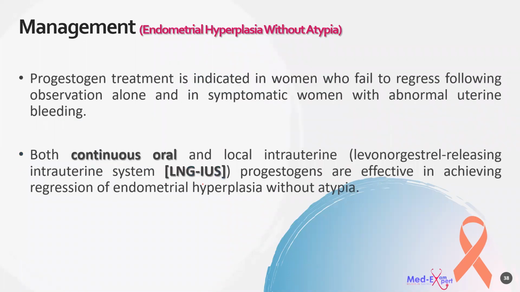So if the patient accepts to take progestogen treatment, what are the types of progestogen given? We have the continuous oral route, or the local intrauterine levonorgestrel releasing intrauterine system, or the Mirena. Both are effective in achieving regression of endometrial hyperplasia without atypia. So for progestogen therapy, we have two choices: the continuous oral or the levonorgestrel intrauterine system, or the Mirena.